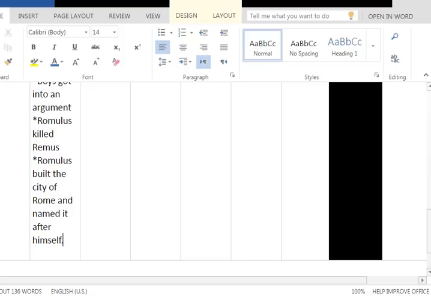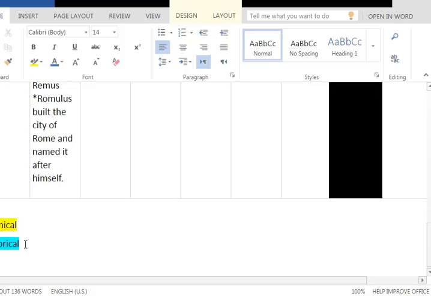Alright, now this is a legend. So we have this color coding. Historical: Abraham Lincoln was a historical figure. He was real. George Washington was a historical figure. He was real. Mythical means we're not sure if they were real or not, or maybe they're just flat out not real.